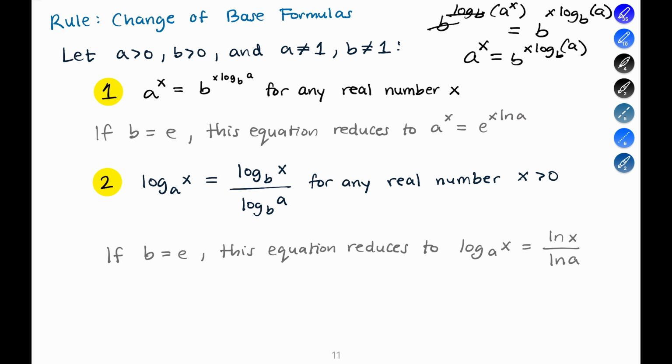The second change of base formula is this. Log base a of x is the same thing as log base b of x over log base b of a for any real number where x is greater than 0. And so if b is equal to e, this equation reduces to log base a of x is equal to ln of x divided by ln of a. And just a reminder, b can be any real number that is greater than 0.